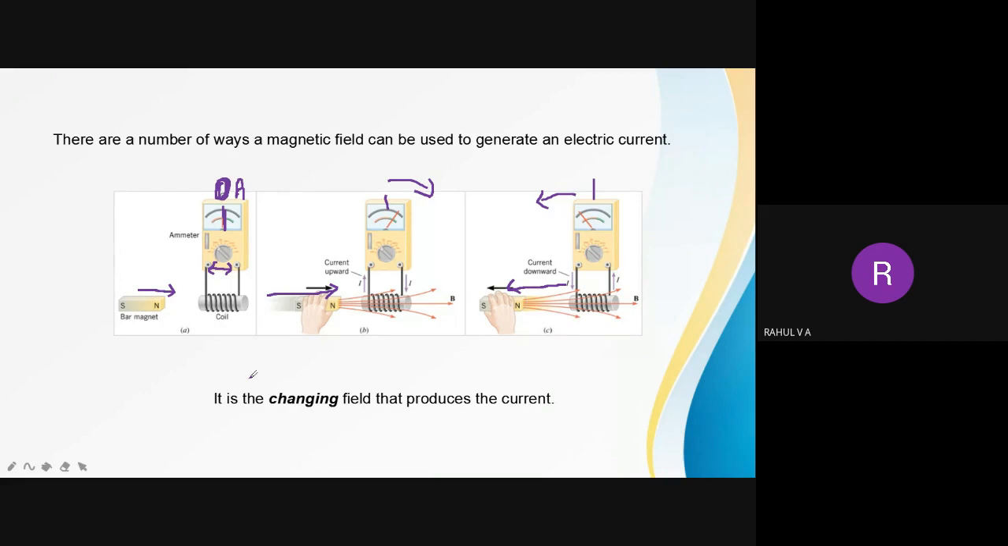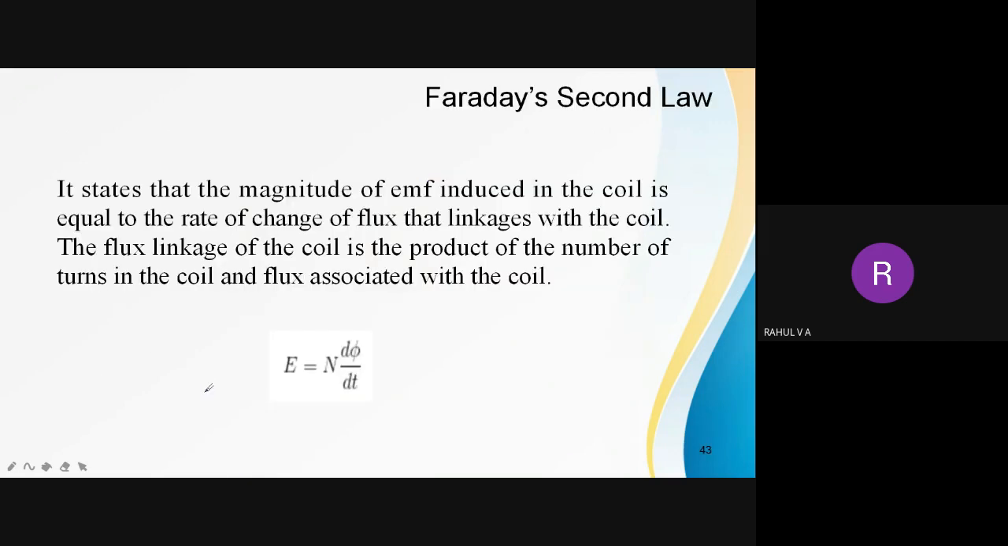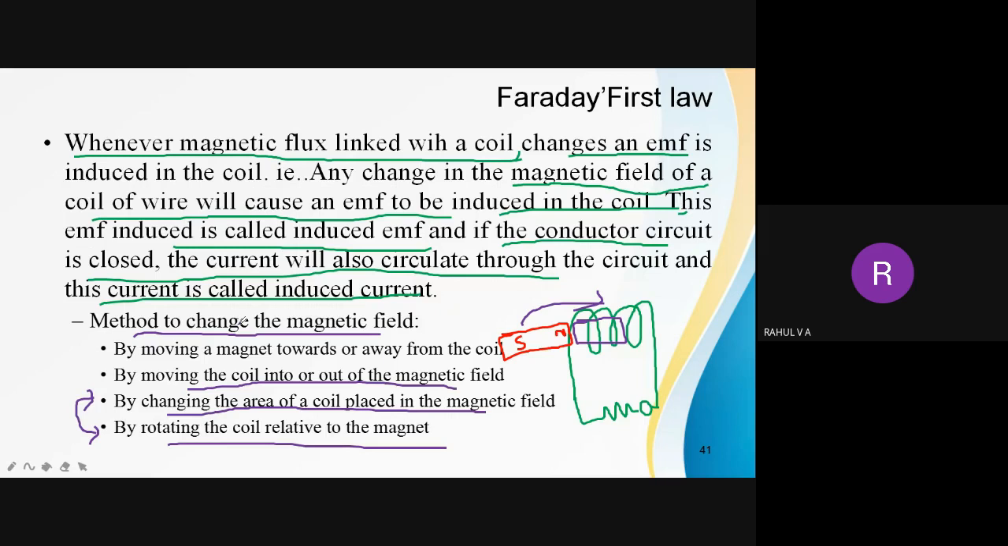So if I move towards and outside of this material, the flux linkage keeps on changing, and what happens, EMF is induced. So EMF induced in this manner is called induced EMF, and the current flowing because of this induced EMF is known as induced current. So that is the first law: whenever the magnetic flux linked with a coil changes, an EMF is induced in the coil.